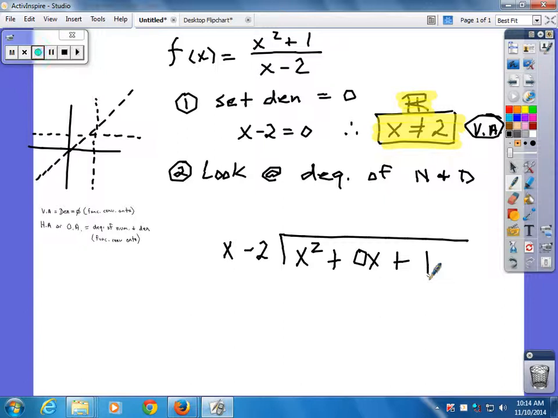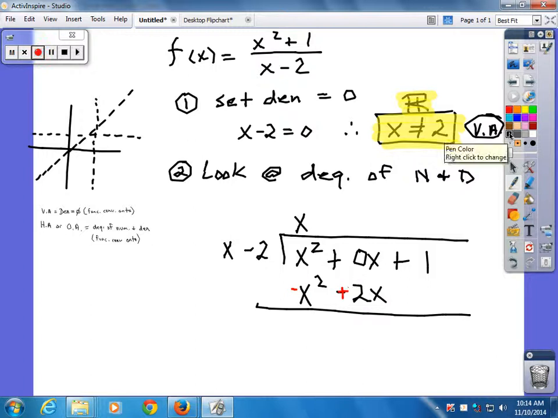And how many times will x go into x squared? X times x is x squared. X times negative 2 is negative 2x. What do we always do? Subtract, so that makes this a negative and makes this a positive. And that goes out. And 0 plus 2x is 2x. Plus 1 comes down.